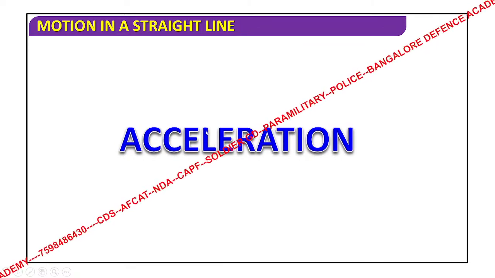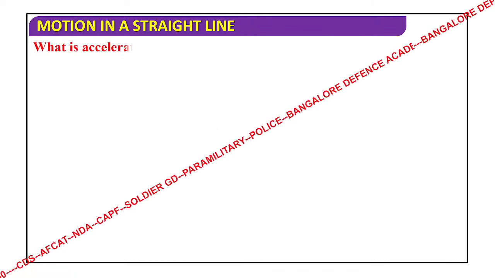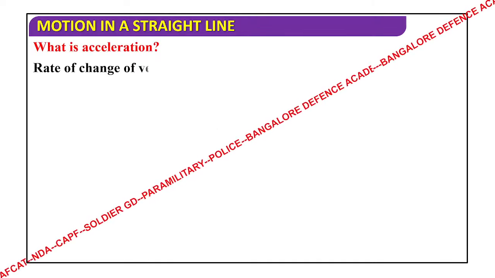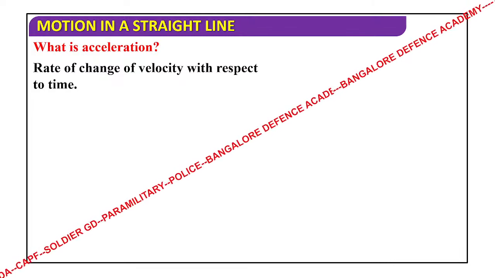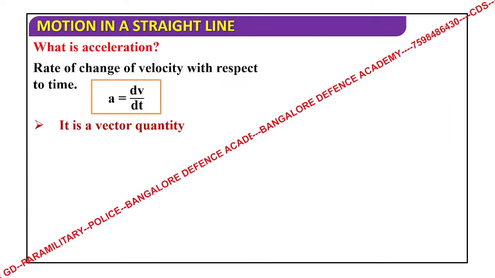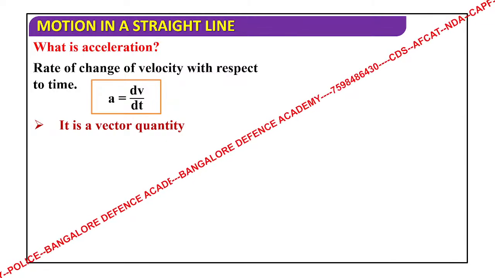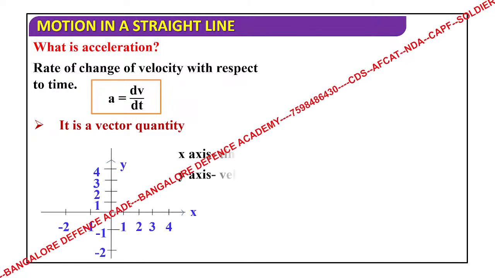Next, we'll try to see what is acceleration. Rate of change of velocity with respect to time is known as acceleration. So take down this formula. A is equal to change in velocity by change in time. It is a vector quantity, so direction will play a very important role.